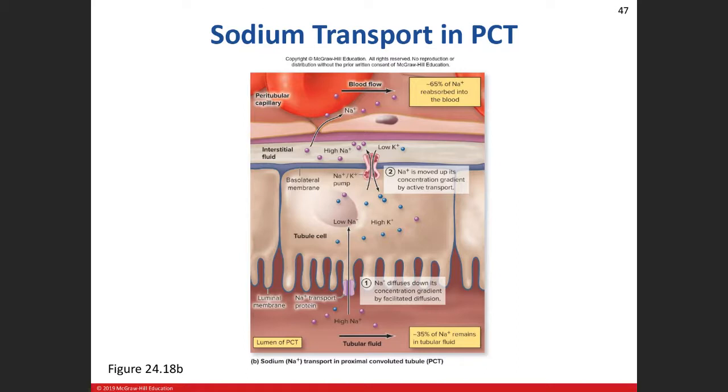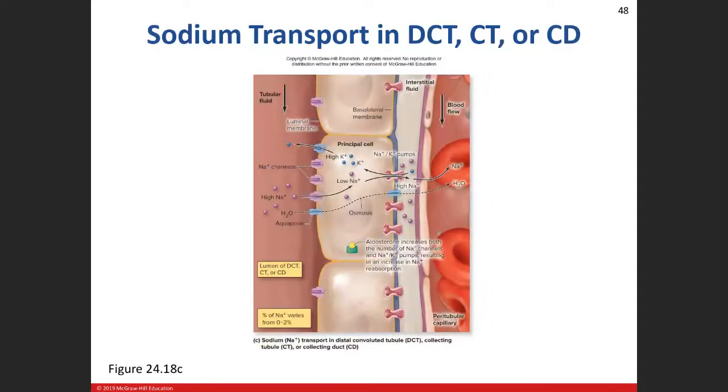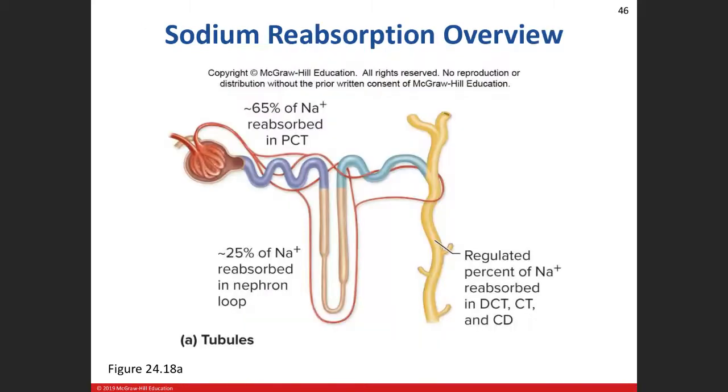Not all the sodium, but about 65% of it is resorbed in the proximal convoluted tubule back into the blood. So we still have another 35% to deal with. Now we're not going to fast forward, we're going to sprint to the end of our tubule system, where the distal convoluted tubule, the collecting tubule, and the collecting duct are located. That means this is where we're at now. We started here, that last slide. Now we're going to the end.